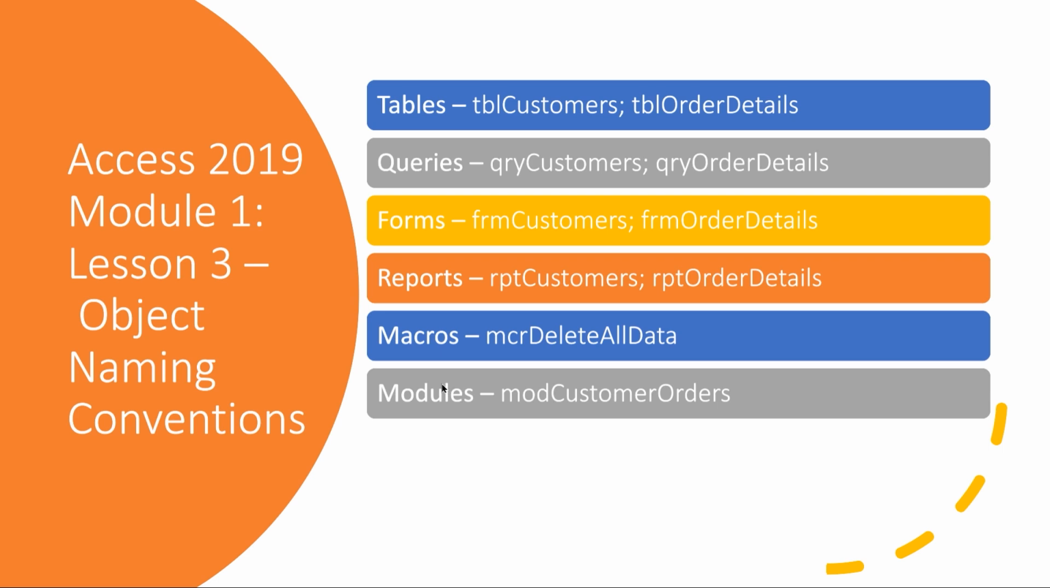So I'll direct you as we're creating our database, but you use the prefix QRY for queries, FRM for forms, RPT for reports, MCR for macros, and MOD for modules.